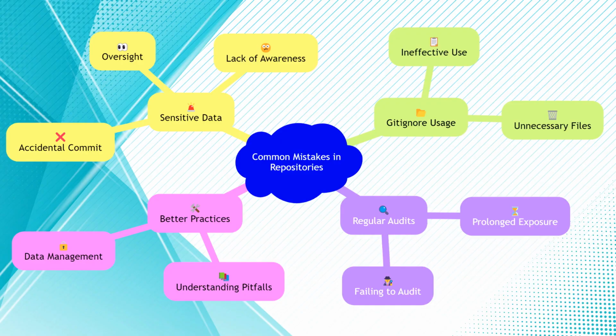One common mistake is committing sensitive data to the repository without realizing it. This can happen due to a lack of awareness or oversight. Another mistake is not using .gitignore files effectively, leading to the inclusion of unnecessary files in the repository. Additionally, failing to regularly audit the repository for sensitive data can result in prolonged exposure of critical information. Understanding these common pitfalls is the first step towards implementing better data management practices in source control.